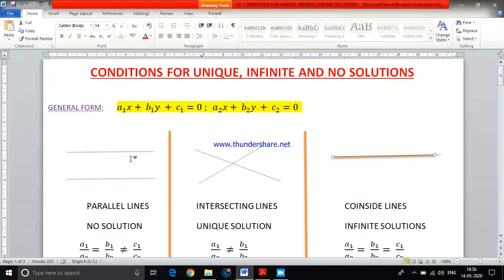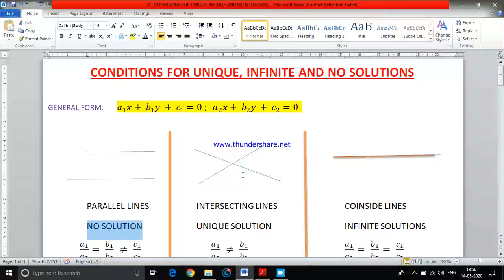Okay, so this condition we discussed for no solution. Here I have written no solution. Where they are intersecting at one point, they have a unique solution. When they coincide, there will be infinitely many solutions.